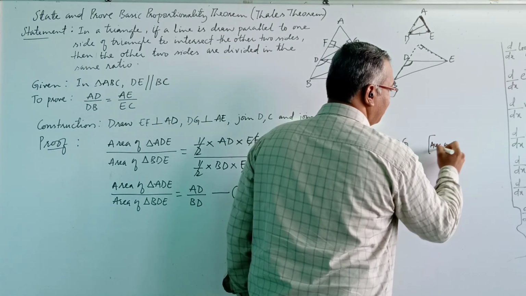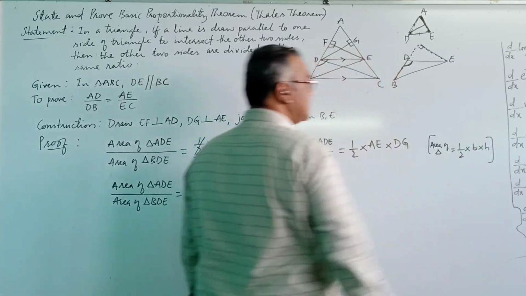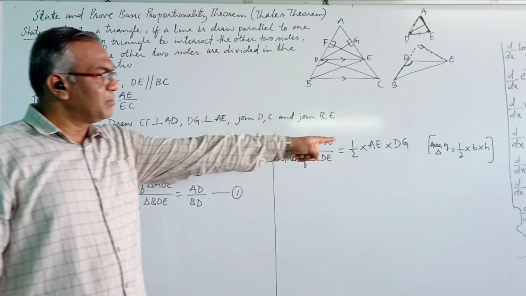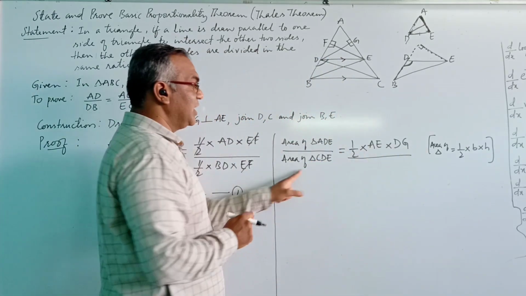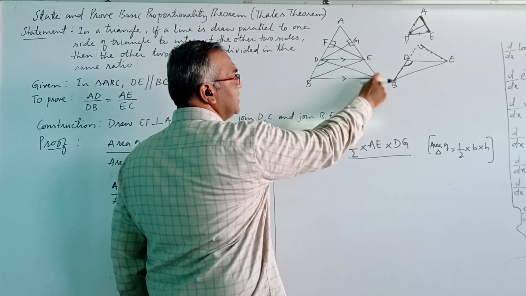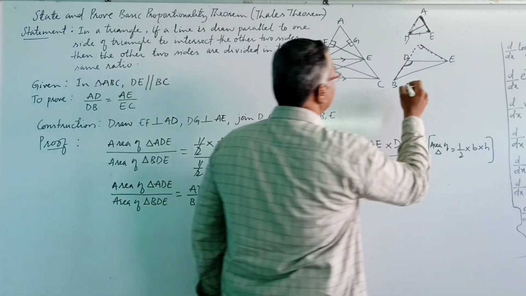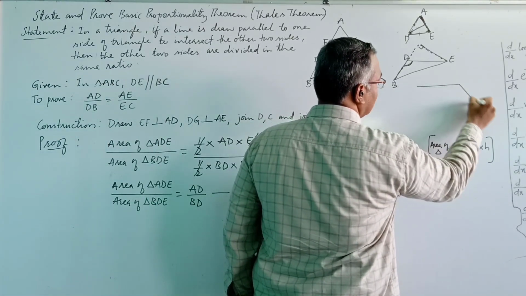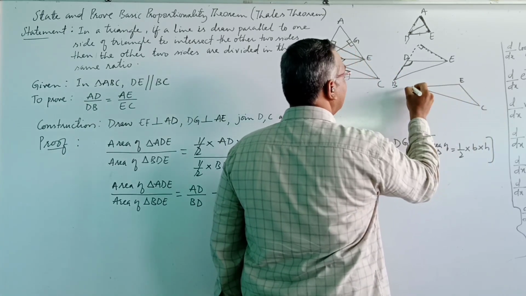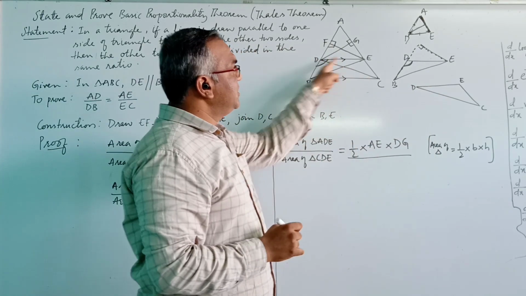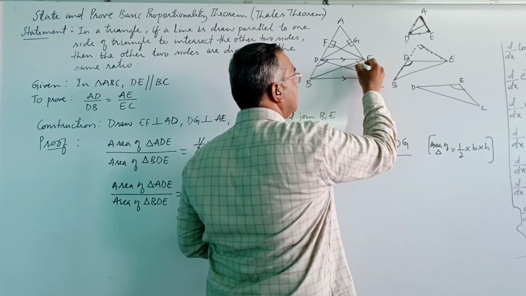Area of triangle is half into base into height. This is the formula to find area of triangle, right? Half into base into height divided by area of triangle CDE. Consider this CDE is also an obtuse-angle triangle. C is here, E is here, and D is here. CDE is like this, and here is the obtuse angle, right?